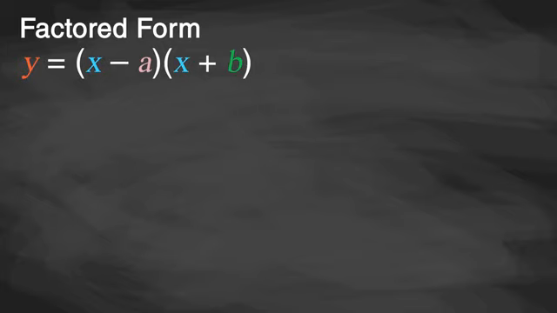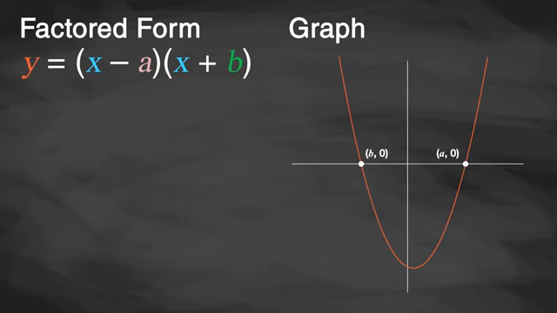To sketch the graph of a quadratic equation in factored form, you need to remember some key points about a quadratic function and factored form. First of all, you need to remember that all quadratics have a parabola, or U-shaped graph. If it has two roots, the vertex will occur halfway between them.